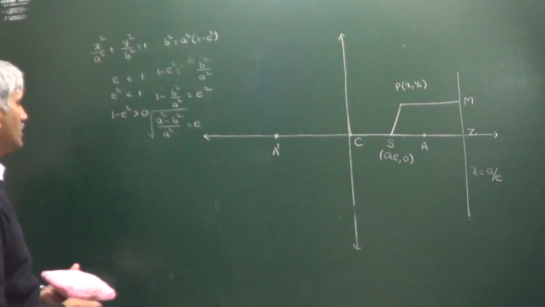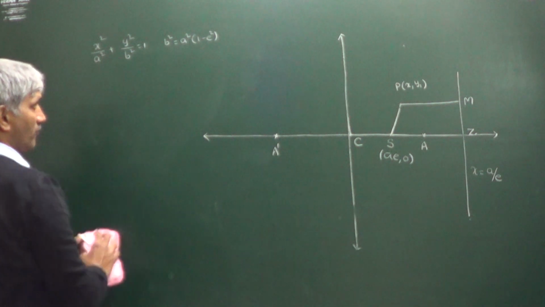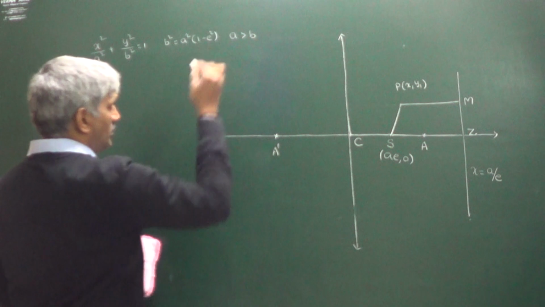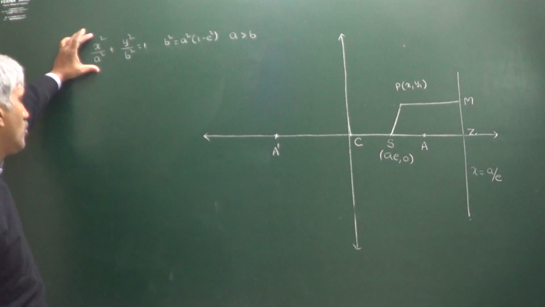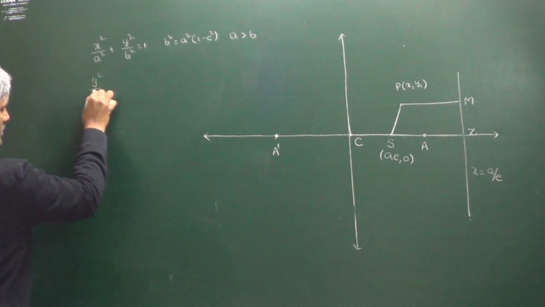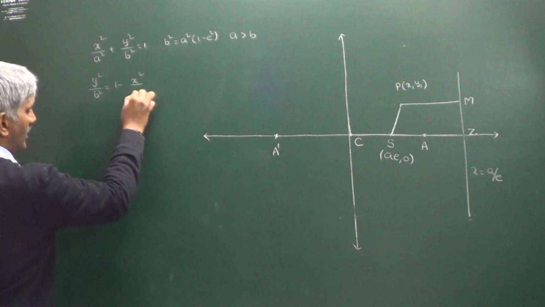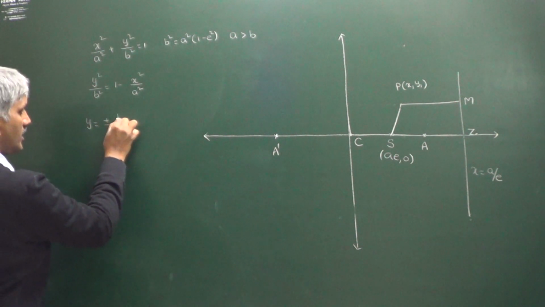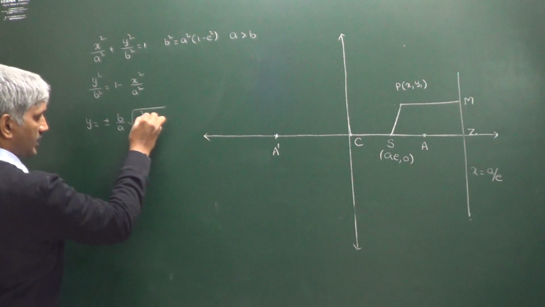So x square by a square plus y square by b square is equal to 1 is the standard equation of an ellipse. And we got the information, the value of a is no doubt more than b. So if you observe this equation properly, what about y square by b square? What happens? y square by b square is equal to 1 minus x square by a square. Therefore we are getting y is equal to plus or minus b by a into root of a square minus x square.